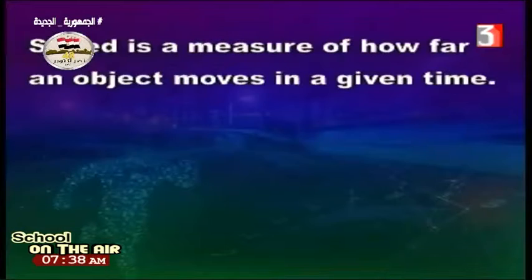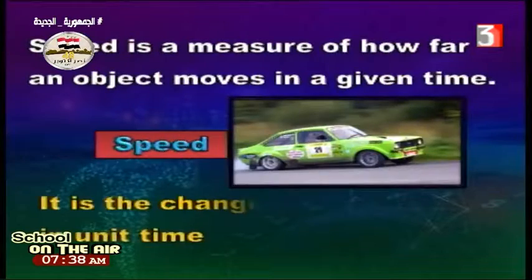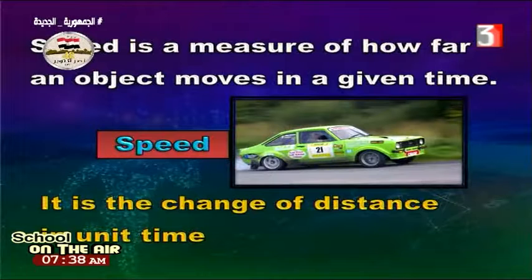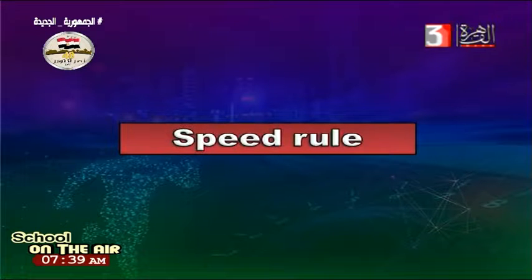Speed is a measure of how far an object moves in a given time. The definition of speed: it is the change of distance in unit time. From this definition, we can find the law to calculate the speed, or the speed rule.